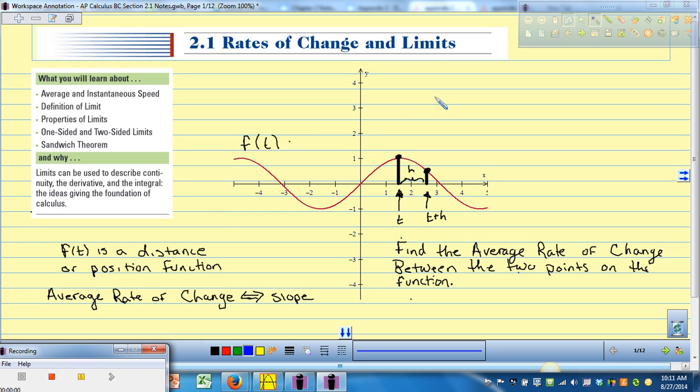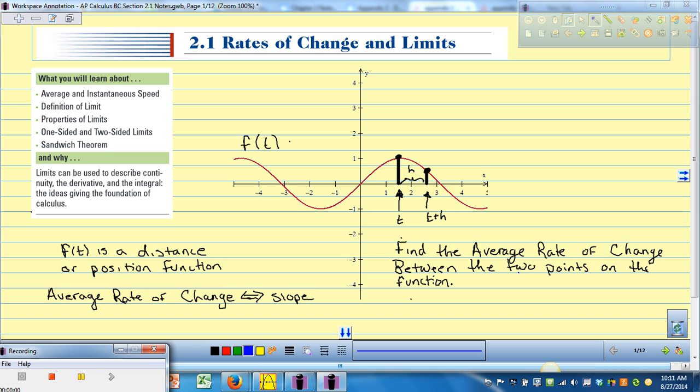Section 2.1, rates of change and limits. So we have a graph of, what graph is that? It's just sine. So we have the sine function, and we're labeling that f of t. And I've drawn your attention to the area between t and t plus h. And so the distance between my two vertical lines is h.